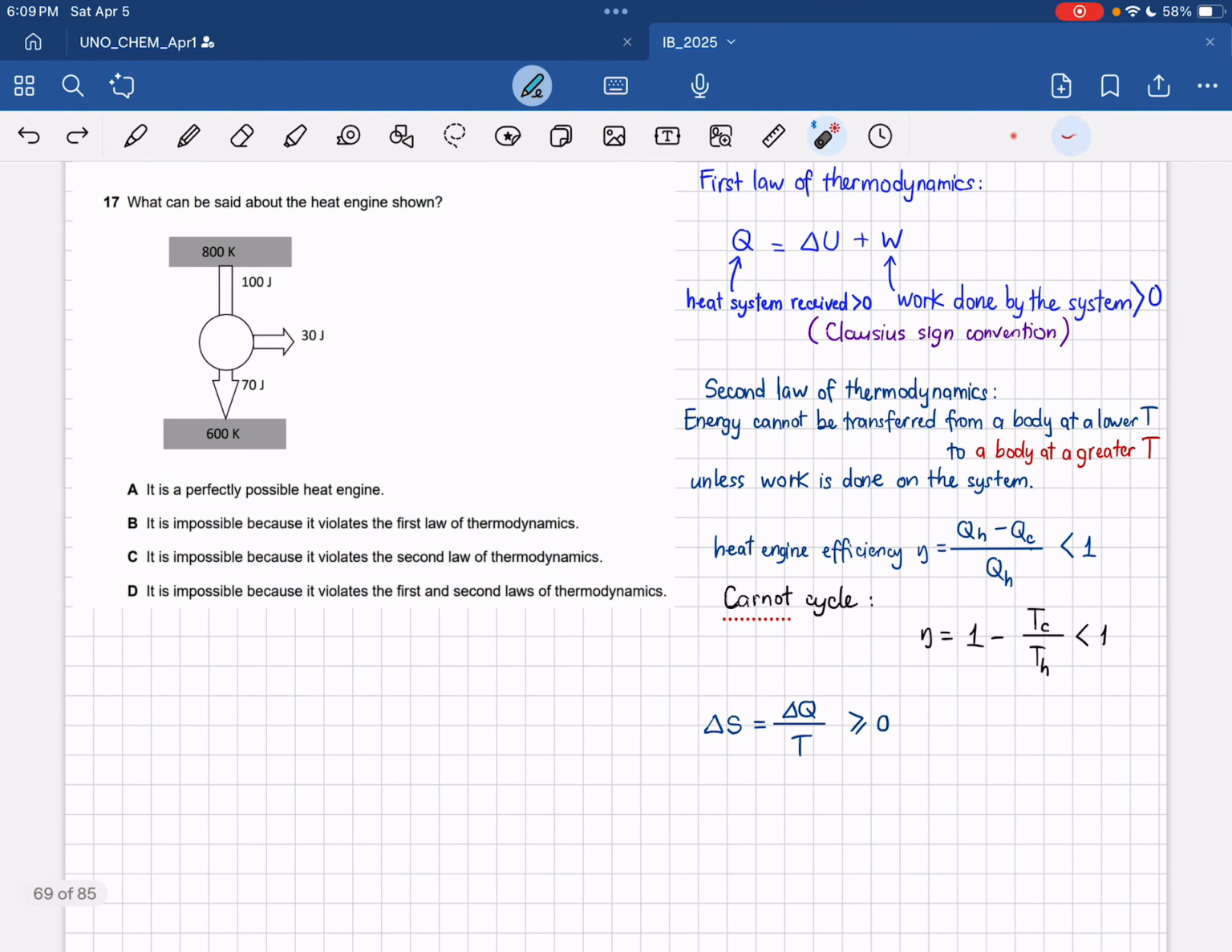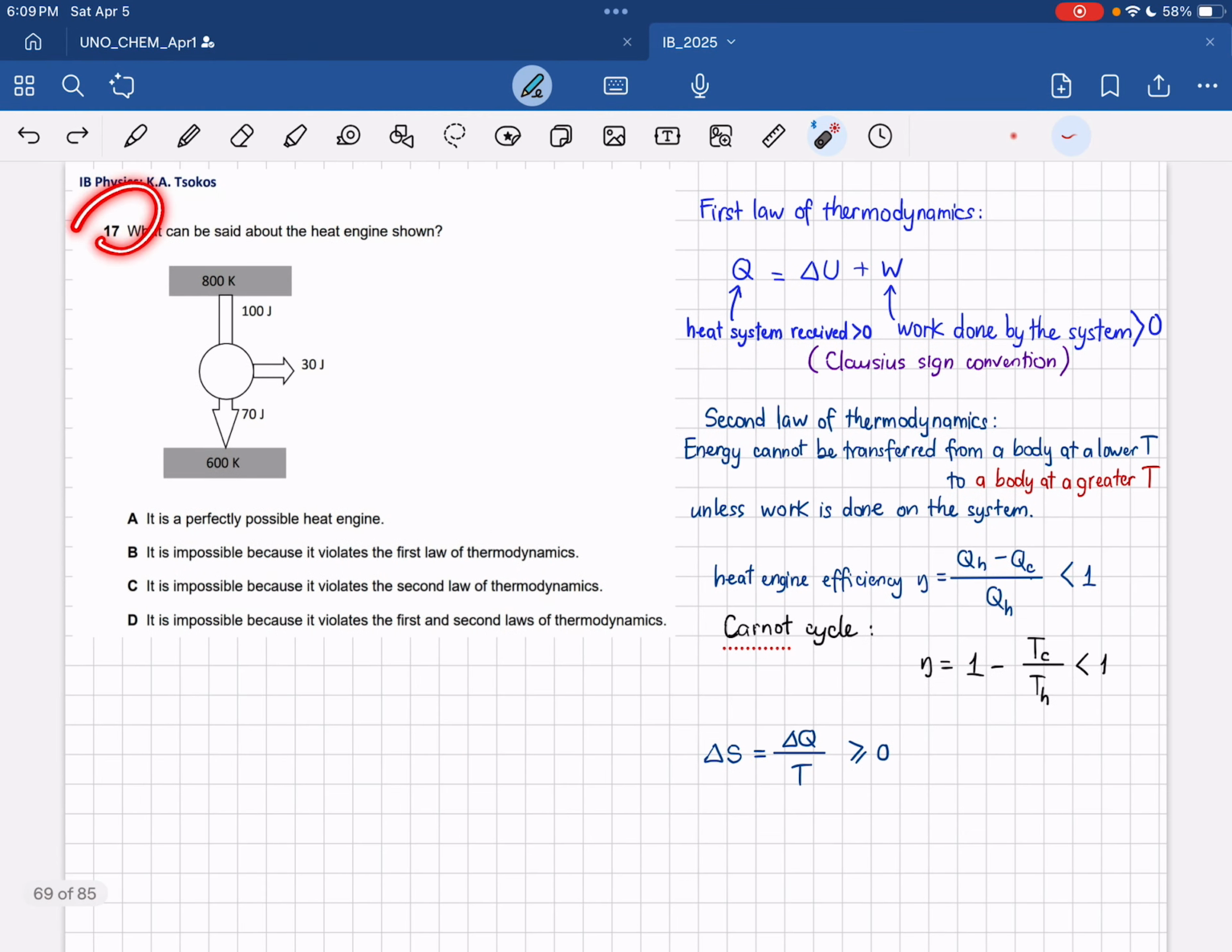Hi, this question 17 is about the heat engine, and here in the options they mention the first law of thermodynamics and the second law of thermodynamics, and thermodynamics is topic B4 in the HL IB program. Okay, so what is the first law of thermodynamics about? It's basically about the conservation of energy.